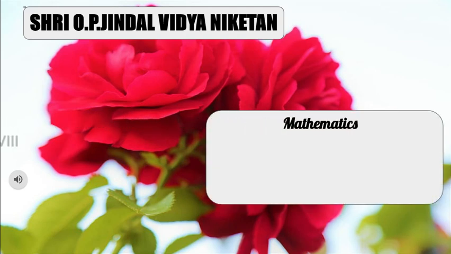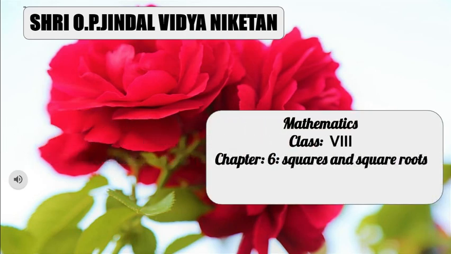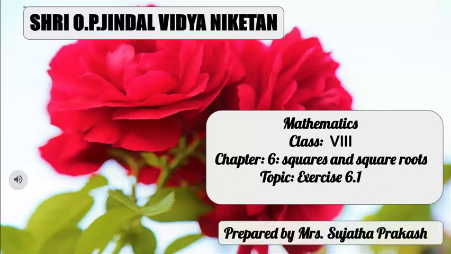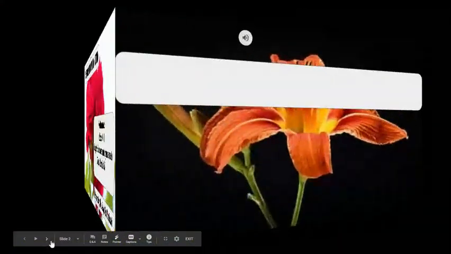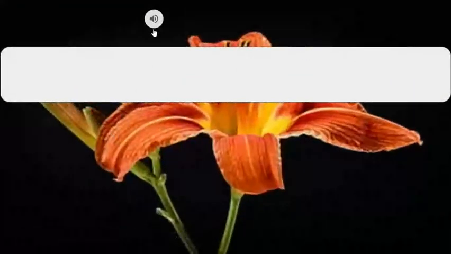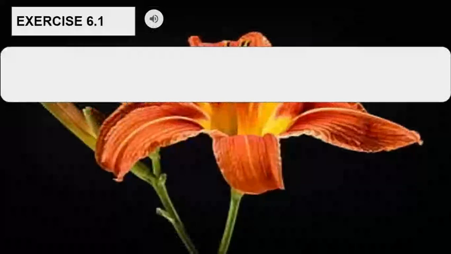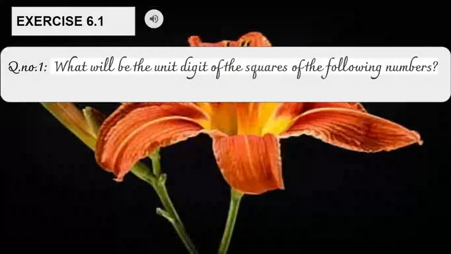Today we are solving exercise 6.1 of chapter 6, Squares and Square Roots. Let me start. Let's start our next exercise, that is exercise 6.1. Question number 1. What will be the unit digit of the squares of the following numbers?